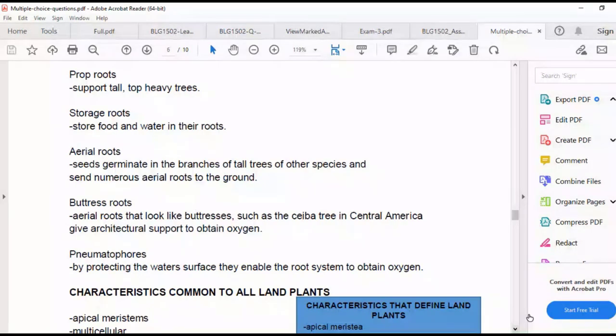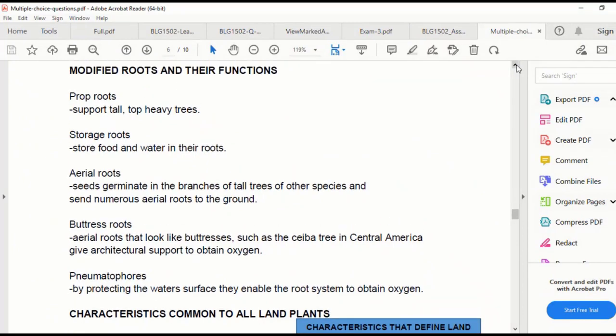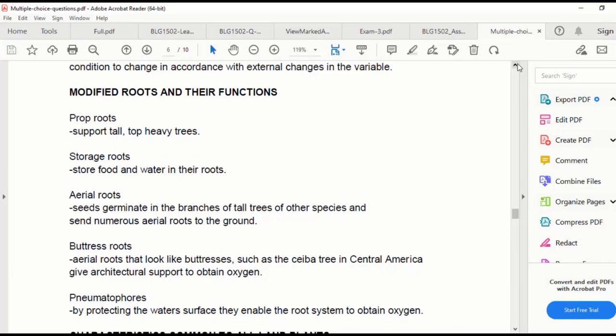Let me start with the buttress roots, the aerial roots that look like buttresses, such as the ceiba tree in Central America, which give equatorial support. And also the storage roots: as the name suggests, they store food and water in their roots. Prop roots support tall, heavy trees and help in that manner.